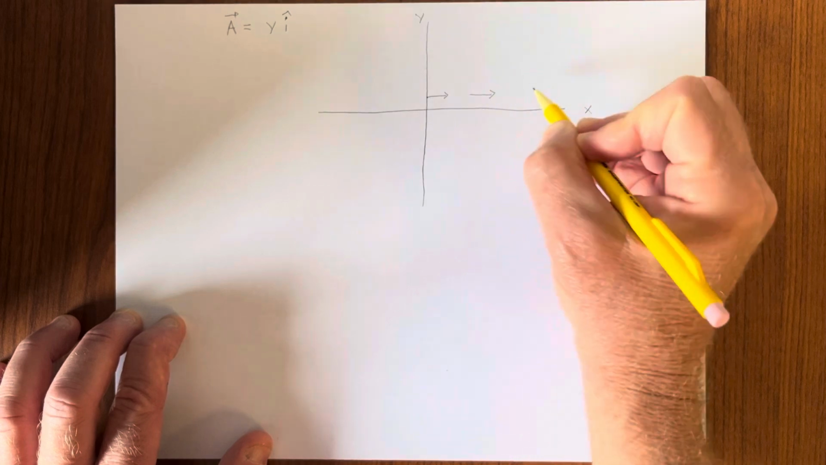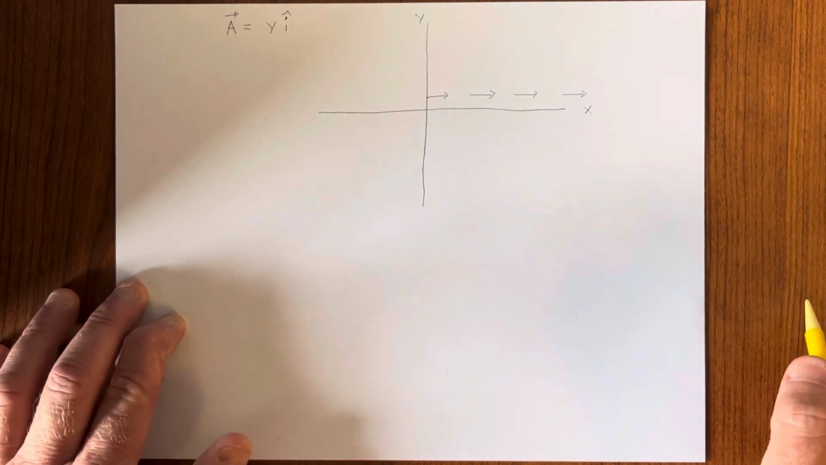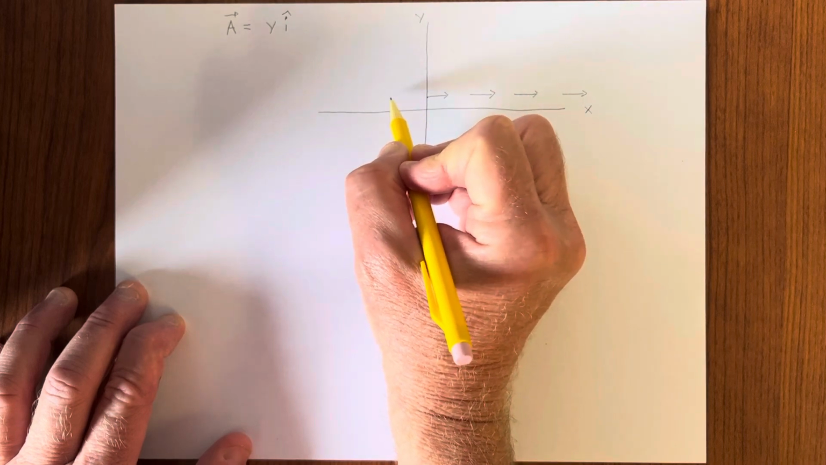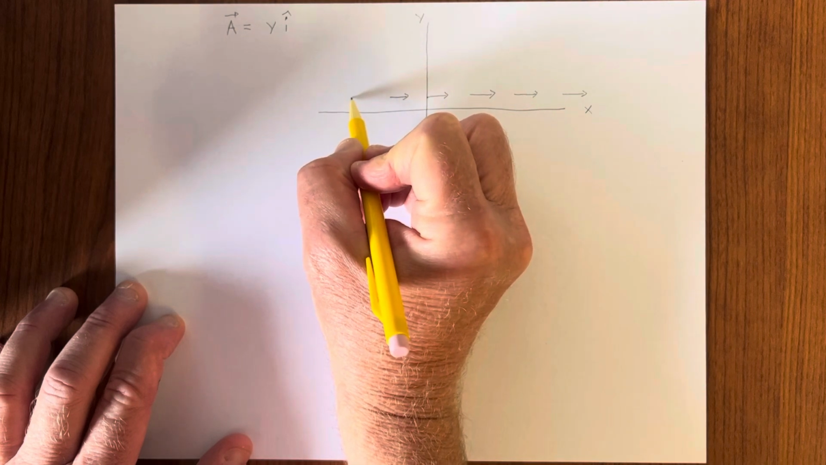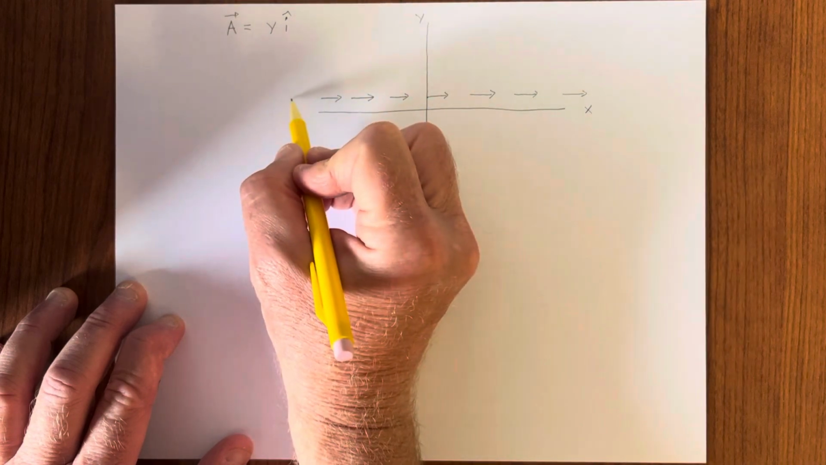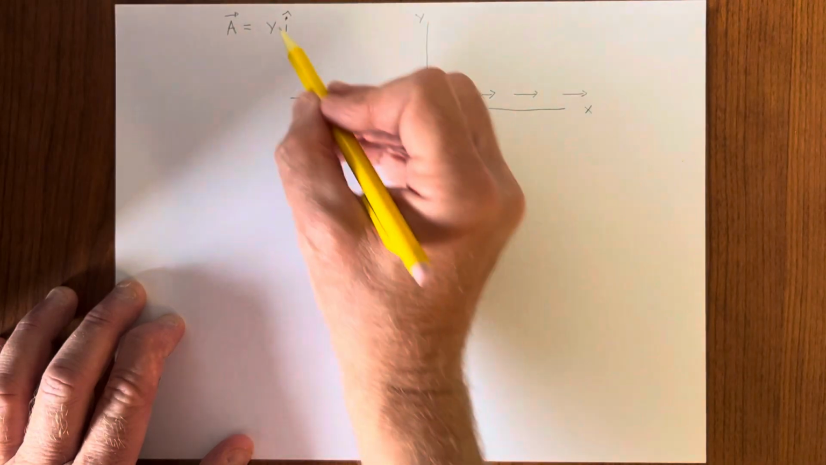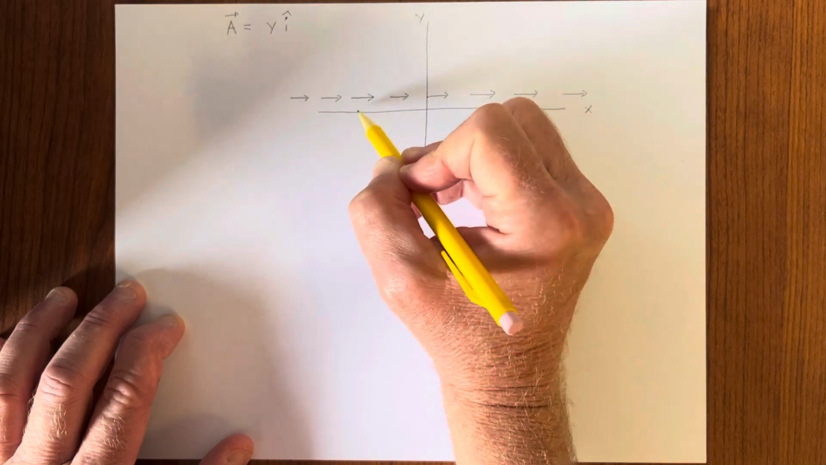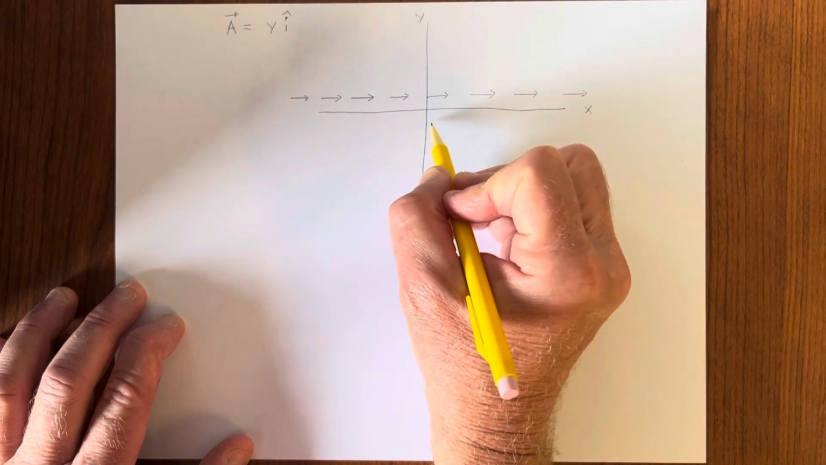Let's make a few arrows indicating the vector field A at different points. To the left here, we still have arrows pointing to the right. I made 4 here, so I'll make 4 over here. When we are below, at y equals 0, we have 0. And at -1, we flip the direction of these vectors.